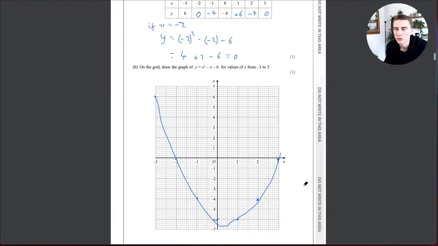Yeah, they're not normally too fussy with how you draw these graphs, as long as you go through all the points that you've put on, and it looks roughly like a curve. You can't go to any kind of sharp points.